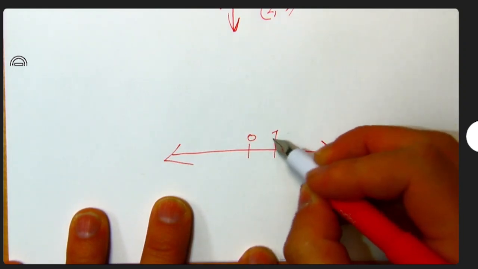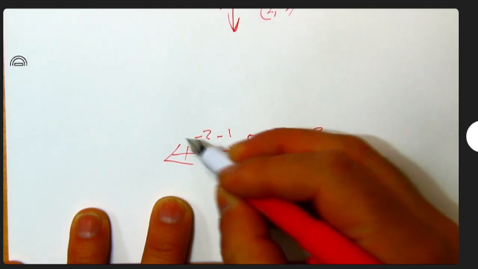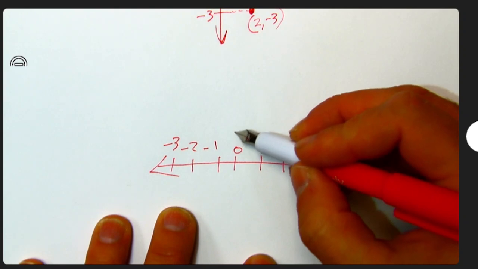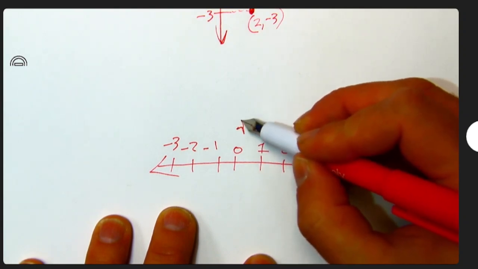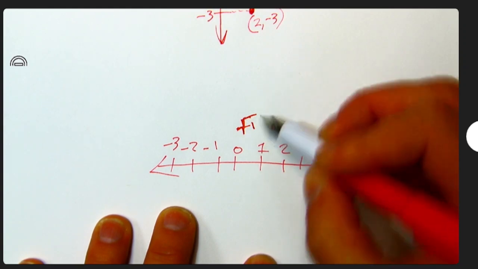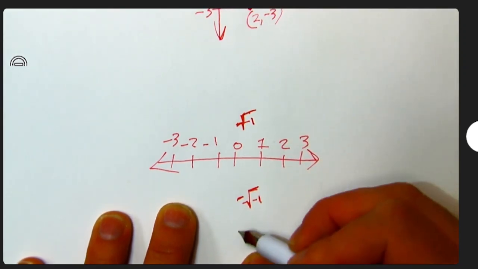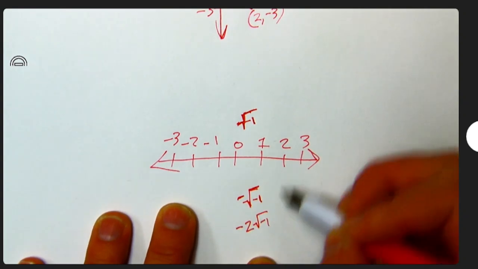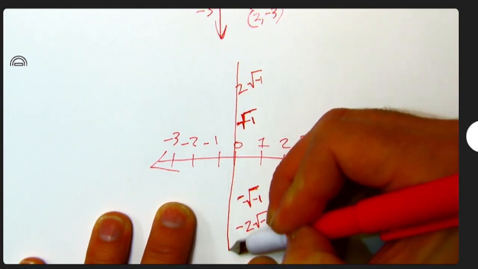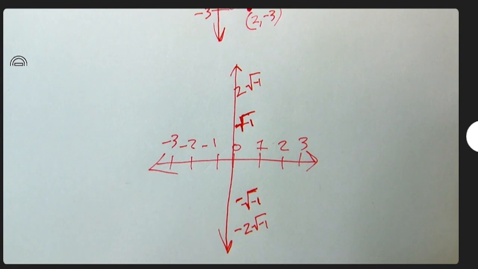0, 1, 2, 3. And now our new number is up here. The unit is the square root of negative 1. That's the new number. Down here is negative square root of negative 1. And negative 2 square root of negative 1. And 2 square root of negative 1. Up and down this axis. Now, this looks almost exactly like it did a second ago, but it's totally different.